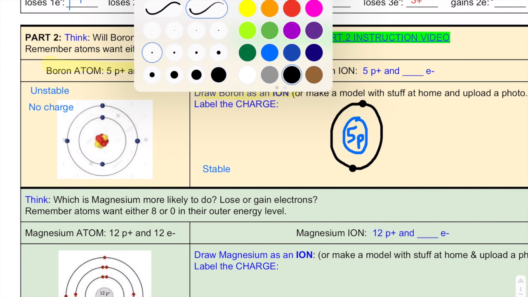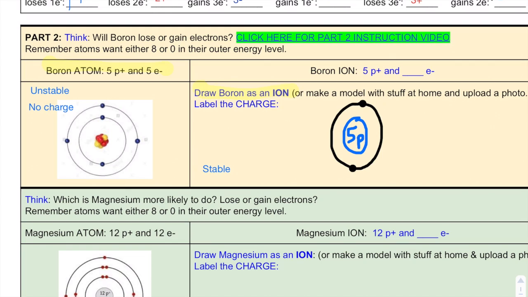It has 5 protons, and now it only has 2 electrons. And so 5 positives plus 2 negatives means overall its charge is now 3 positive, or positive 3. Another way to figure it out is to say, well, it lost 3, losing is positive, and so it lost 3, it'll be a positive 3. So it's stable, but it does have a charge.